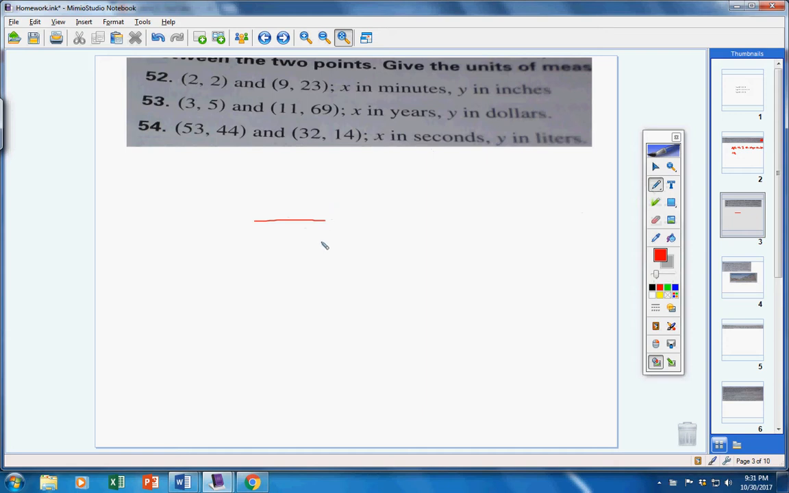Y is dollars, so dollars is up top, okay? X is in the bottom, X is years. So our rate is dollars per year. Now, my Y's would be 5 minus 69. And my X's would be 3 minus 11. So, 5 minus 69, or positive 5, negative 69 would be negative 64.